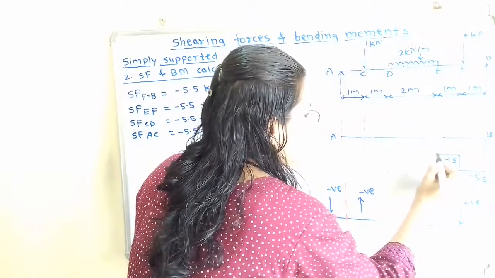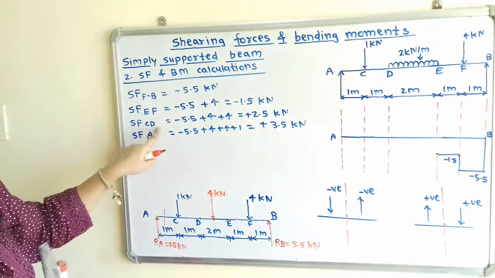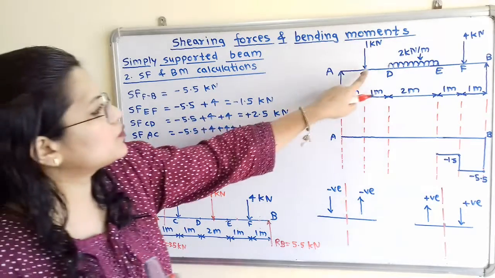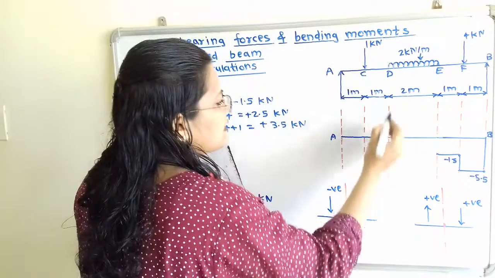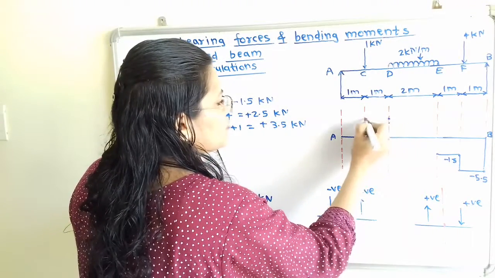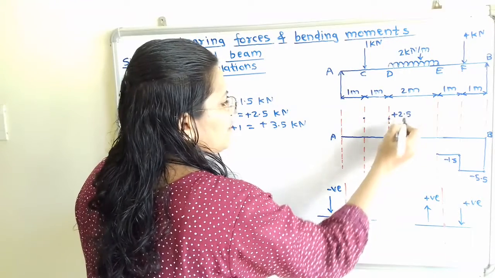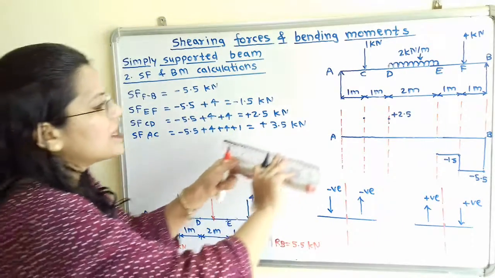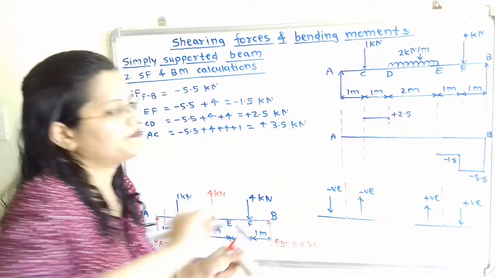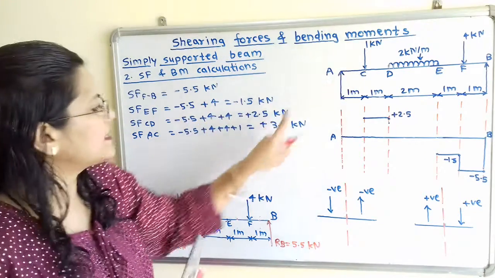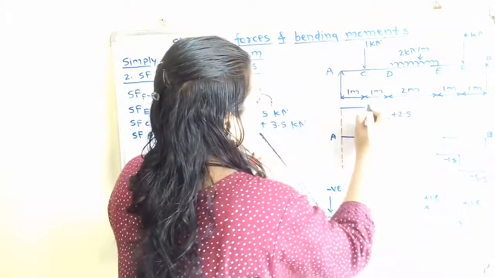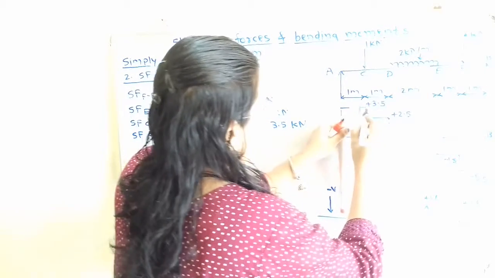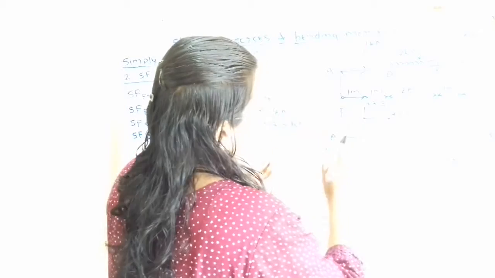So next point, CD. So for CD, it is also due to the point load, it is plus 2.5. So for this span CD, we will plot the value plus 2.5. So we have to plot this in the upward direction because of the positive sign. Then next AC. So during AC, it is plus 3.5. So it will also remain constant. So we have to show here plus 3.5. Now we will connect this. Now these are the constant values due to point load.